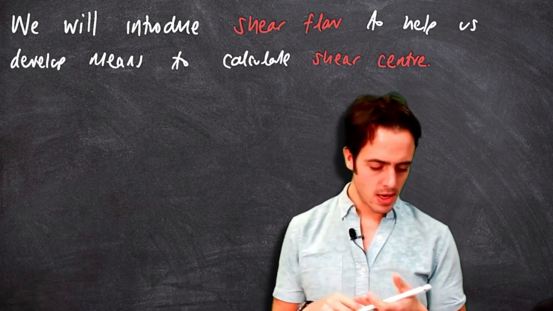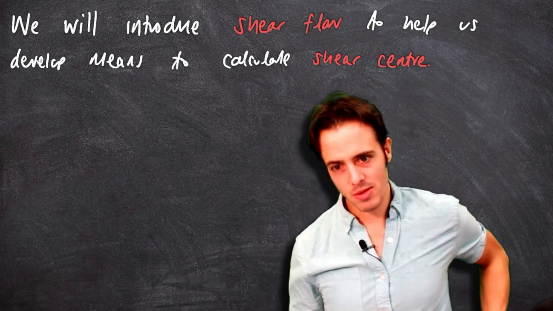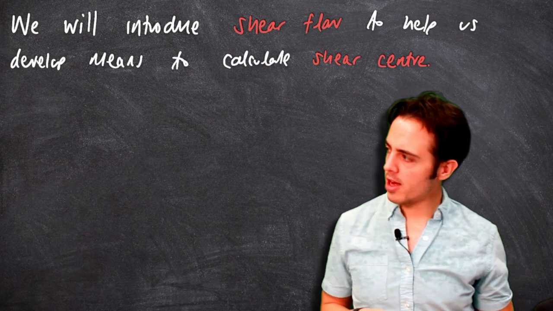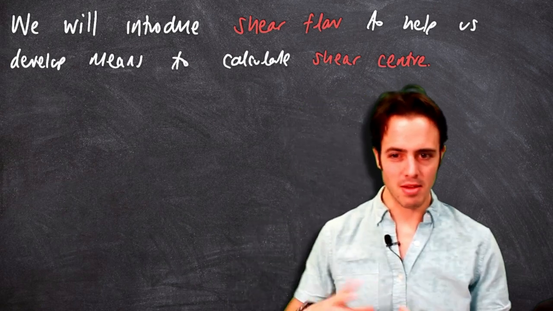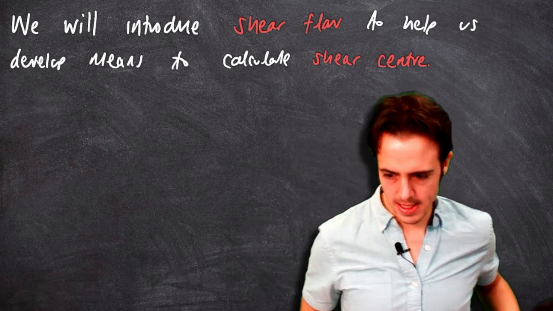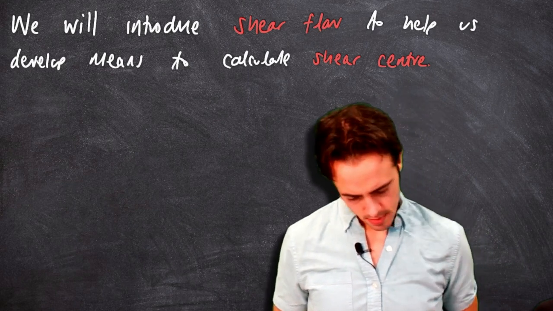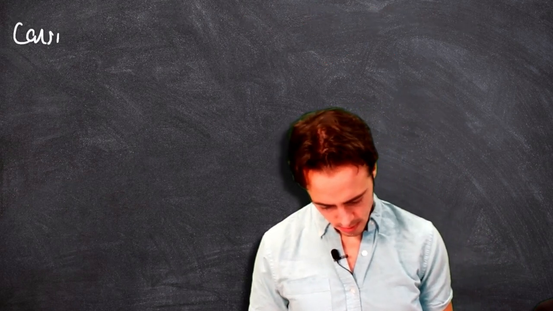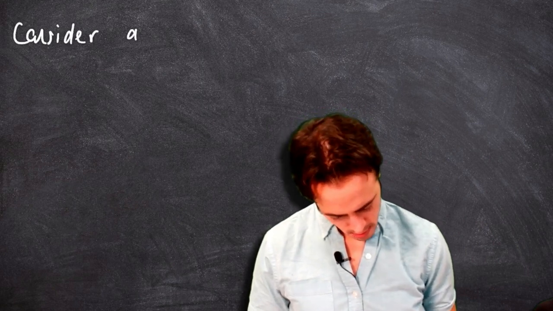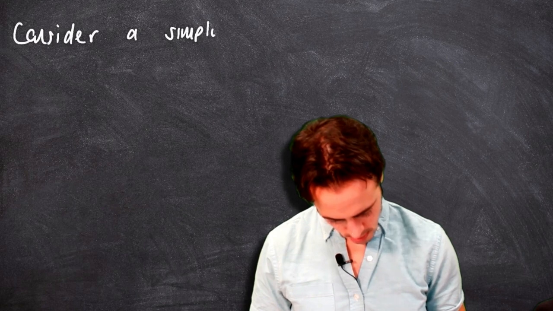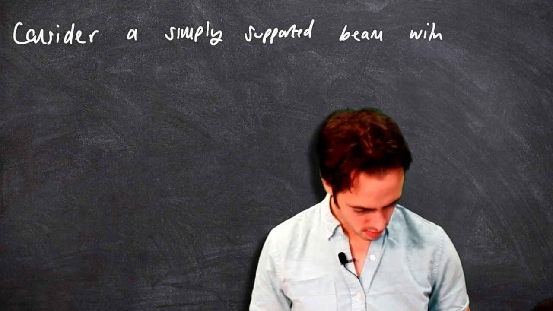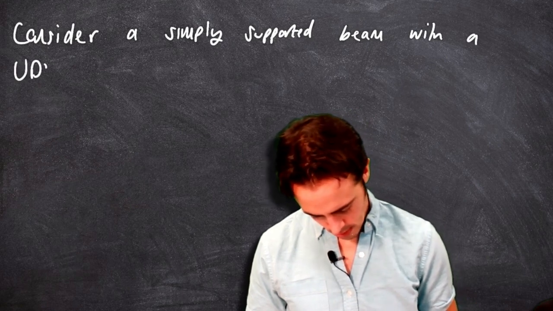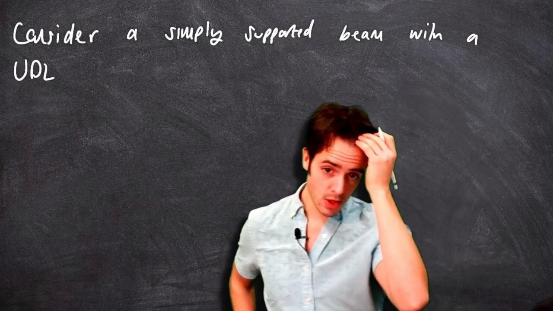It's called shear flow because it's really a measure of how internal forces are dissipated and propagated within a structure. But the word flow gives the indication that something's moving. Well, nothing's really moving with this. It's just this distribution of shear stresses. So we're going to consider a simply supported beam with uniformly distributed load.